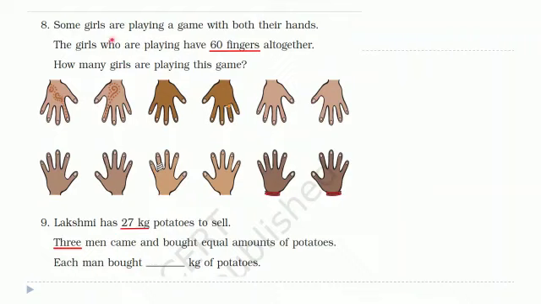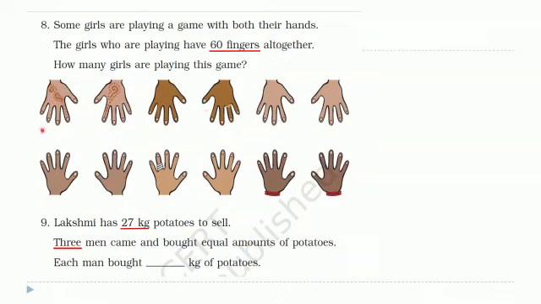Eighth one, some girls are playing a game with both their hands. The girls who are playing have 60 fingers altogether. How many girls are playing this game? Means total 60 fingers were counted. Okay. So we have to find number of girls. So one girl will have how many fingers?